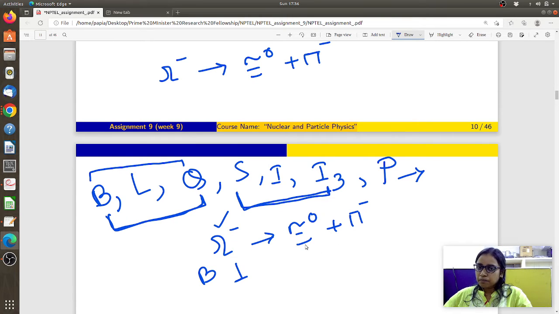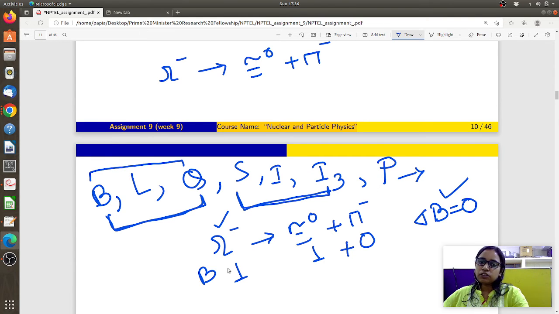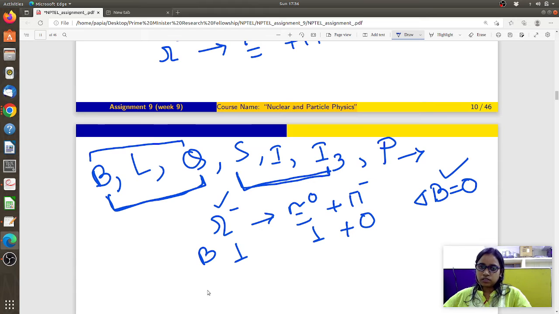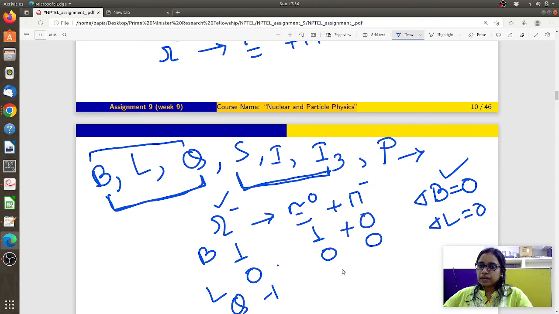Cascade 0 is also a baryon, but pi 0 is not a baryon, it's a meson. So that means obviously delta B equals 0, which suggests that baryon number is conserved in that expression. Now it's fine. Now coming to the lepton number. Among these three, no one is a lepton, so that means delta L is again 0. Now coming to the Q part. Q part means minus 1 is there, 0 and minus 1. That means delta Q is also 0.